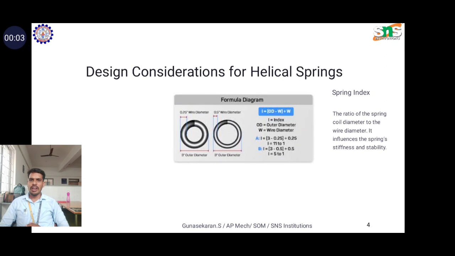Design consideration of helical spring. Here, spring index means the mean coil diameter to the wire diameter in a helical spring. It influences the mechanical properties and performance characteristics of the spring. A higher spring index ratio, greater than 4, typically results in a more compact spring with fewer coils, suitable for applications where space is limited.